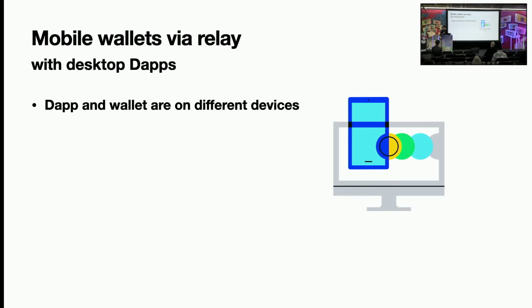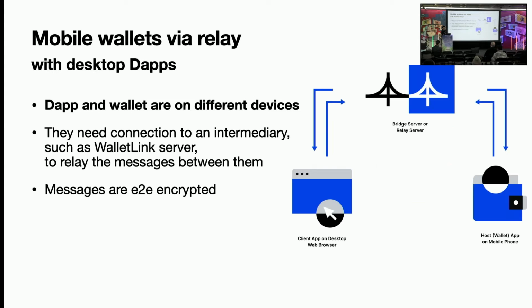When using desktop dapps with your mobile wallet on your phone, we are in a different scenario. Now the dapp and your wallet are no longer on the same device. So to communicate with each other, they need some sort of intermediary to pass messages, for example, the WalletLink relay server for Coinbase Wallet, or WalletConnect. The messages are encrypted end-to-end, so it's secure. The relay server doesn't have access to the content of the messages.